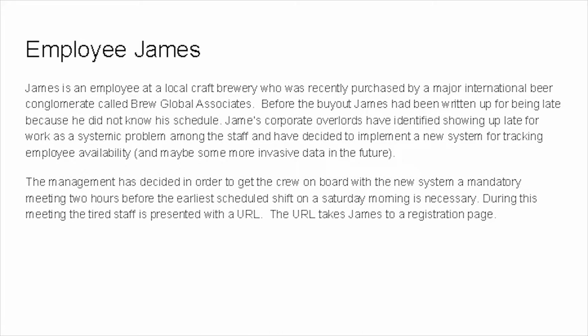James is an employee at a local craft brewery who was recently purchased by a major international beer conglomerate called Beer Global Associates. Before the buyout, James had been written up for being late because he did not know his schedule. James's corporate overlords have identified showing up late for work as a systemic problem among the staff and have decided to implement a new system for tracking employee availability, and maybe some more invasive data in the future.